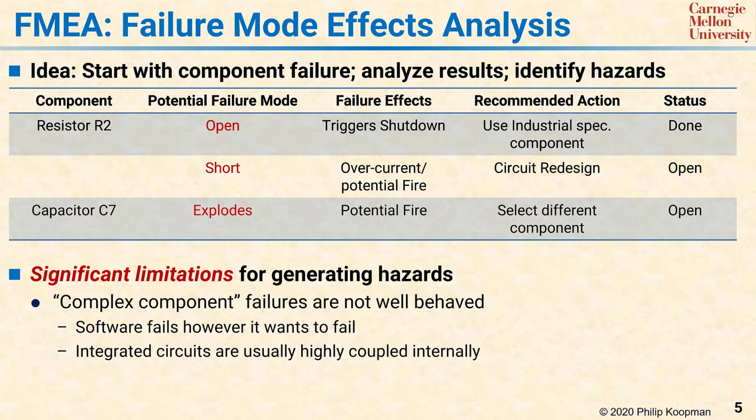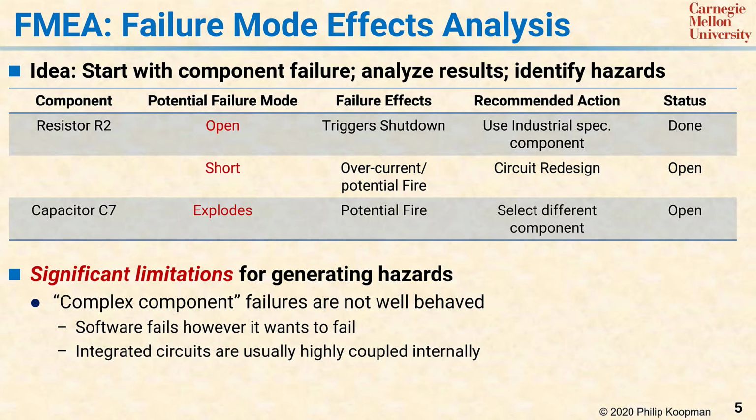For example, the failure mode for software in the worst case is it fails however it wants to fail. There's no way you can credibly say, well, software will either crash or compute perfectly. Software has bugs, weird things happen. That's just not a credible failure mode. Integrated circuit chips, such as CPUs, are so complex that there's really no credible way to know what all the failure modes are.